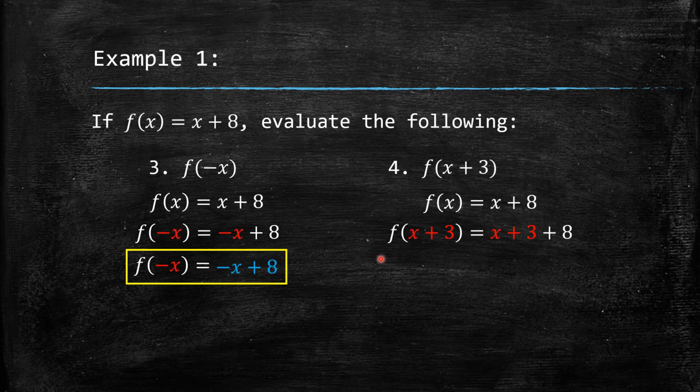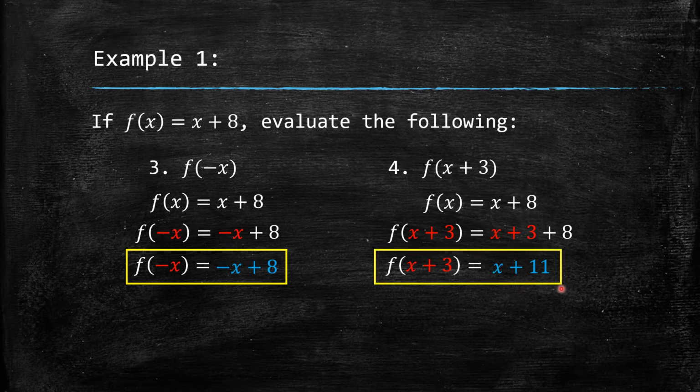And then simplify. We will have f of x plus 3 equals x plus 3 plus 8. We can combine 3 plus 8, which will become x plus 11. And that will be our final answer since we cannot combine or add x and 11.